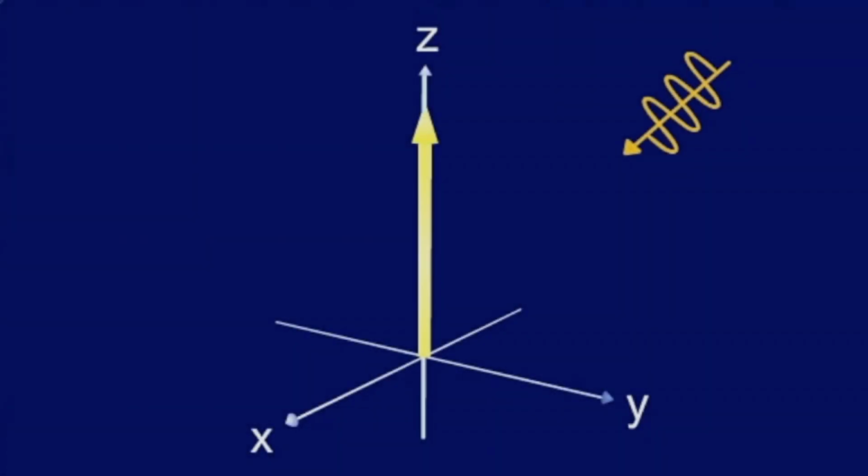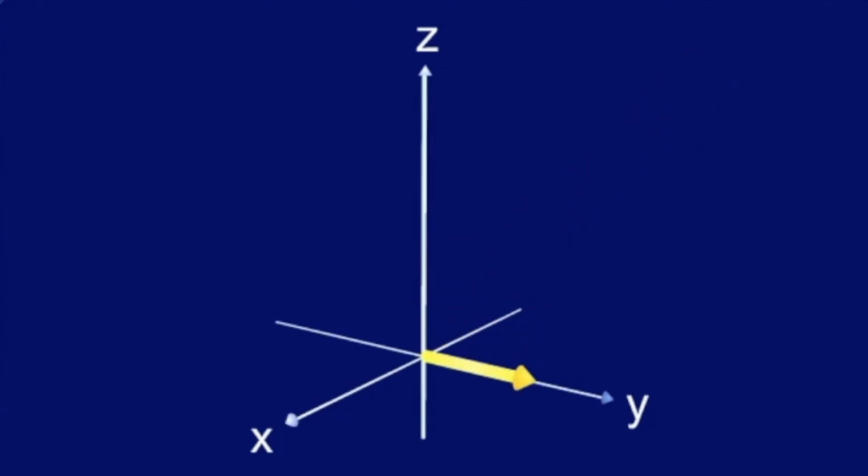First, we sent in a 90-degree pulse, resulting in some transversal magnetization. Immediately after the 90-degree pulse, we have a maximum transversal magnetization. However, this transversal magnetization disappears due to T2 effects.